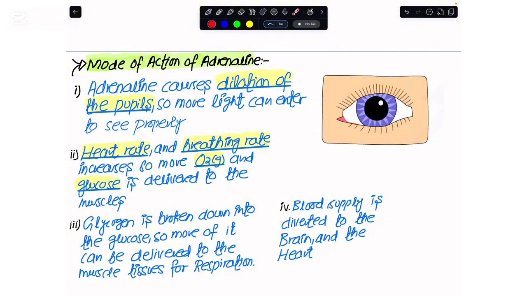And at the same time, the blood supply would be diverted more toward the brain and the heart, because since we are in an emergency situation, we would never want the functionality of the brain and the heart to be compromised. So more blood supply would be taken from the mesenteric organs, like from my intestine and the abdominal cavity. From there, the blood would be diverted more toward the brain and the heart. So I hope you are clear with the mode of action of insulin, glucagon and this adrenaline hormone that we have with us.